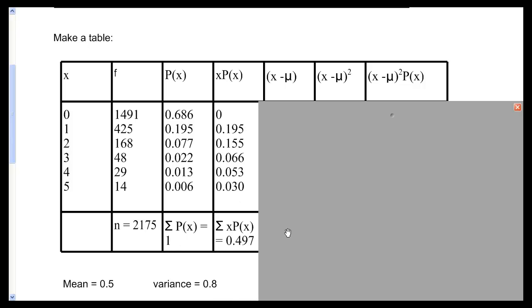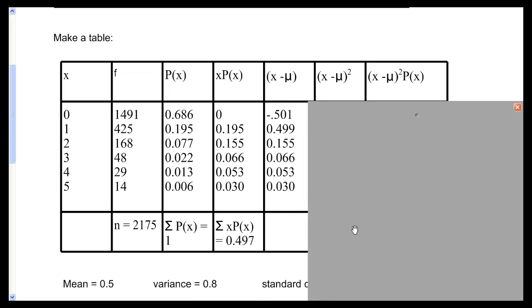The next thing you're going to do is very similar to what we did in the last video. You're going to multiply 0 times this number, 0.686, and you'll get 0. Multiply 1 times 0.195, and you get 0.195. Multiply 2 times 0.077, and you get 0.115. When you finish with this, when you get the total, this gives you the mean. So if I round this mean off, I'm going to get 0.5.